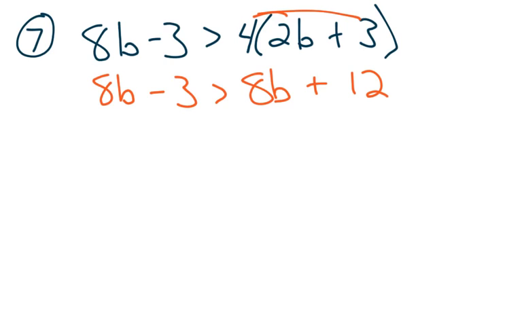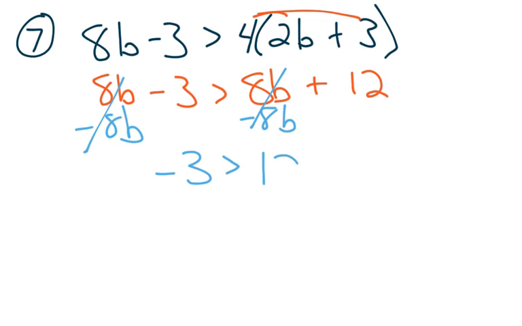Okay, so now we need to decide. We've got variables on both sides. Let's move the variable to the left. I'm going to do that by subtracting 8b from both sides, but I see a problem. 8b minus 8b is 0. I'm out of variables. I've got negative 3 is greater than 12. Well, let's leave that one for now. We'll come back to it and discuss it in just a little bit.